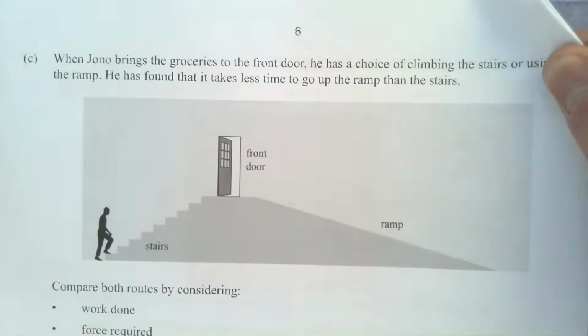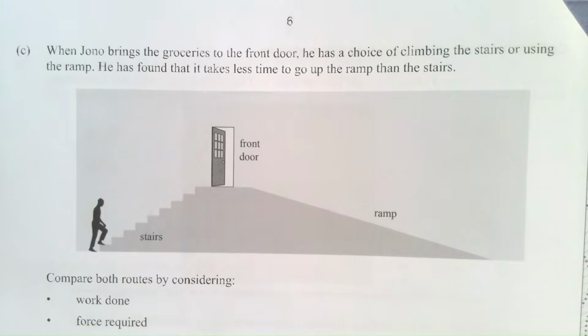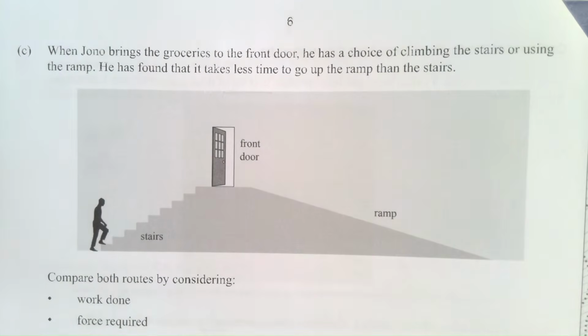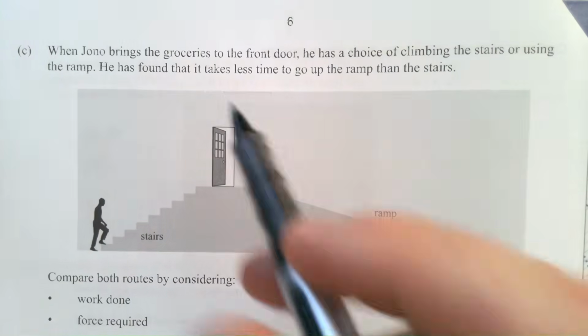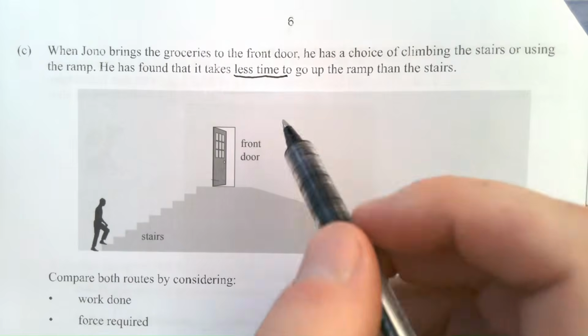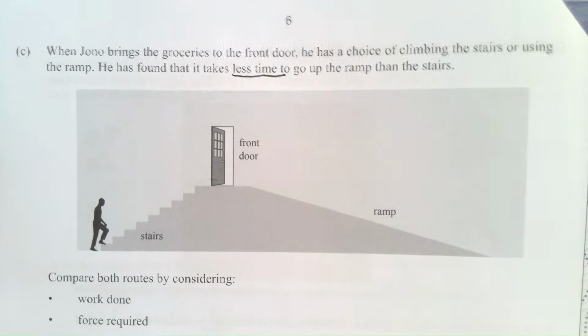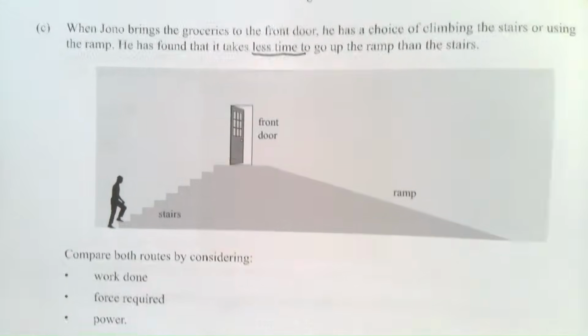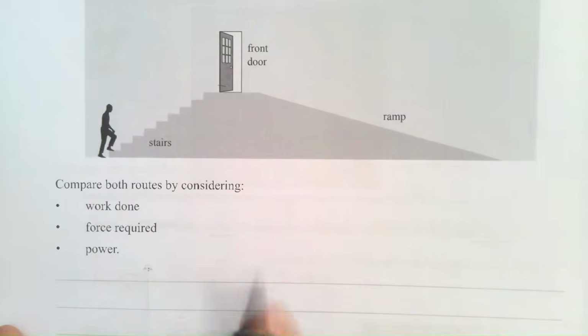We're still talking about Jono. So when Jono brings the groceries to the front door, he has a choice of climbing the stairs or using the ramp. He has found that it takes less time to go up the ramp than the stairs. We've got a diagram here. We are asked to compare both routes by considering the work done, force required, and the power.